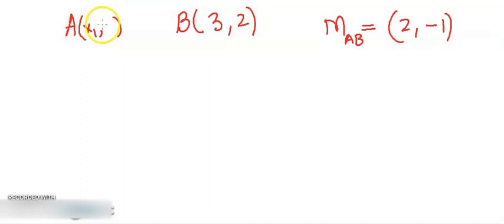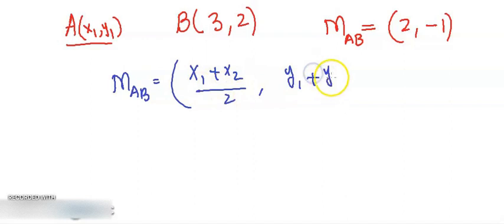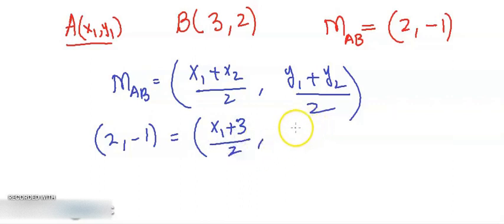I can call this x1, y1. Now I know the midpoint, but I don't know the coordinates of this point. So let's do this. We know that the midpoint between A and B is given by x1 plus x2 divided by 2, and then y1 plus y2 divided by 2. So just substitute the values: 2 comma -1 equals x1 plus 3 divided by 2, and then y1 plus 2 divided by 2. So you just compare the coordinates.